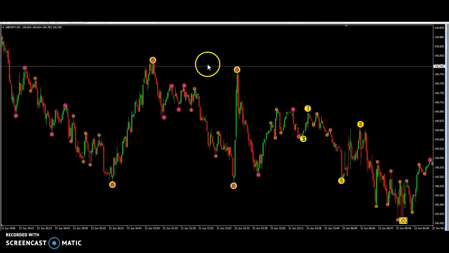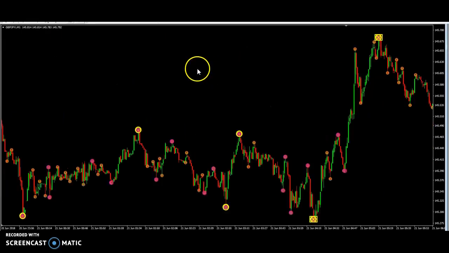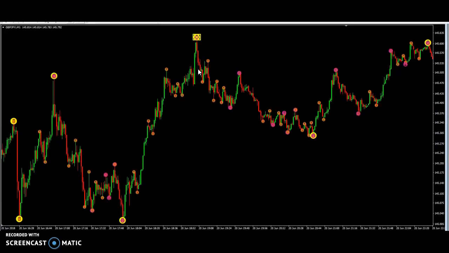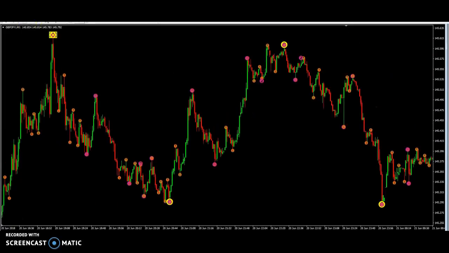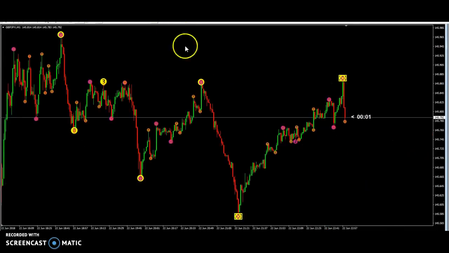Okay, so we got that one. Let's look at this one right here. We have a box here. We're going to check our 1 hour, make sure there's a point there. There's a point there. So what we're going to do is go back to our 1 minute, and we're going to wait for our yellow to yellow.